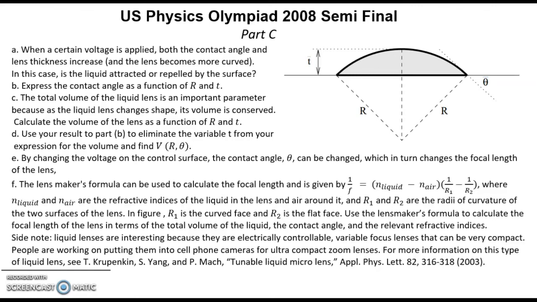Side note: liquid lenses are interesting because they are electrically controllable, variable focus lenses that can be very compact. People are working on putting them into cell phones, cameras for ultra-compact zoom lenses.